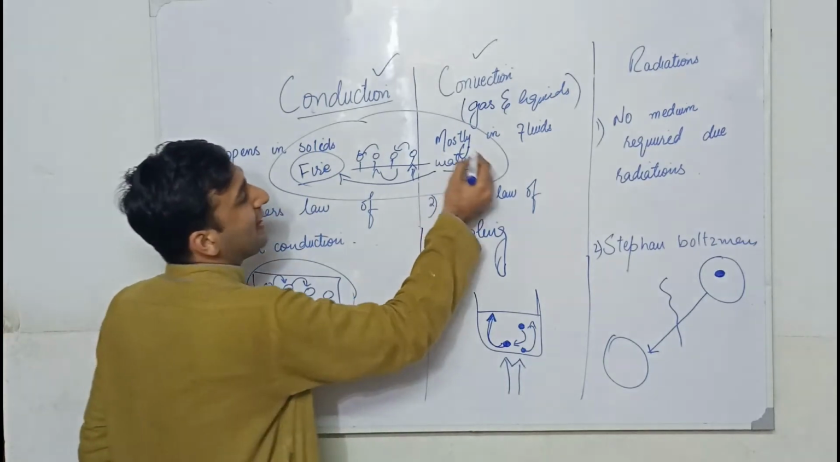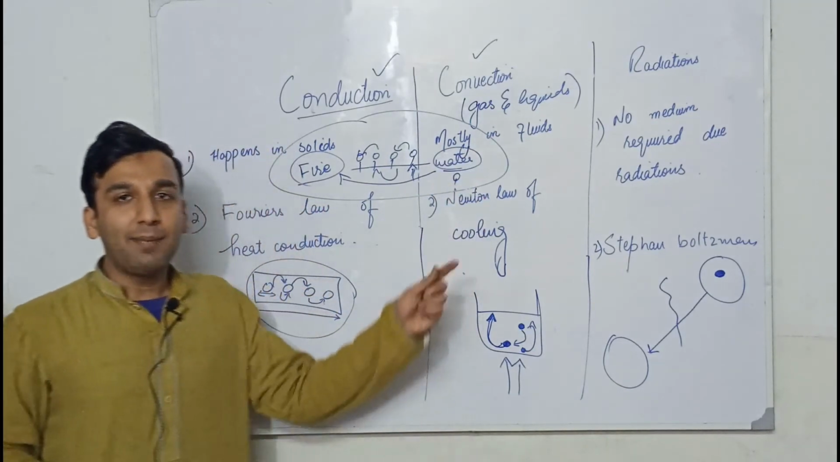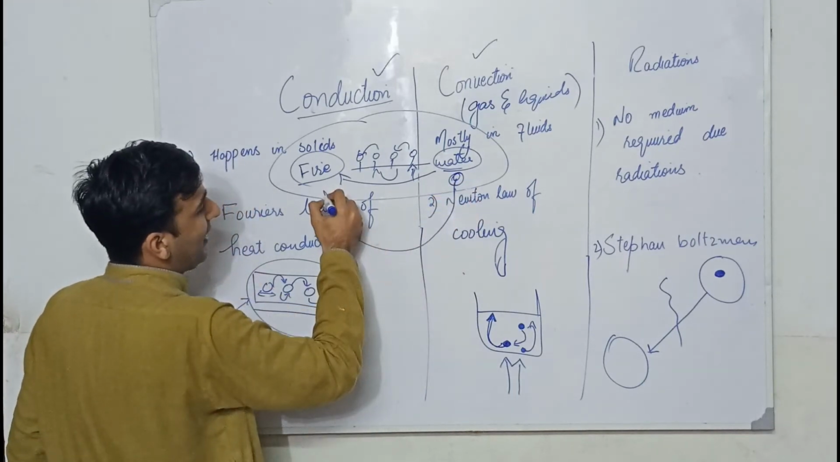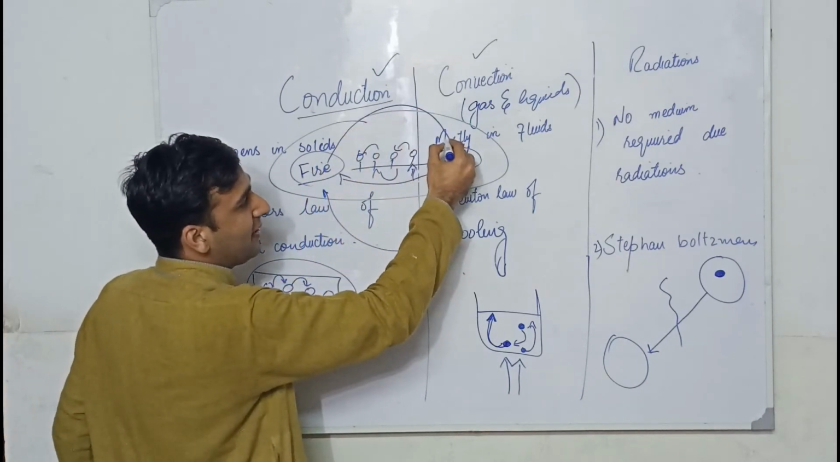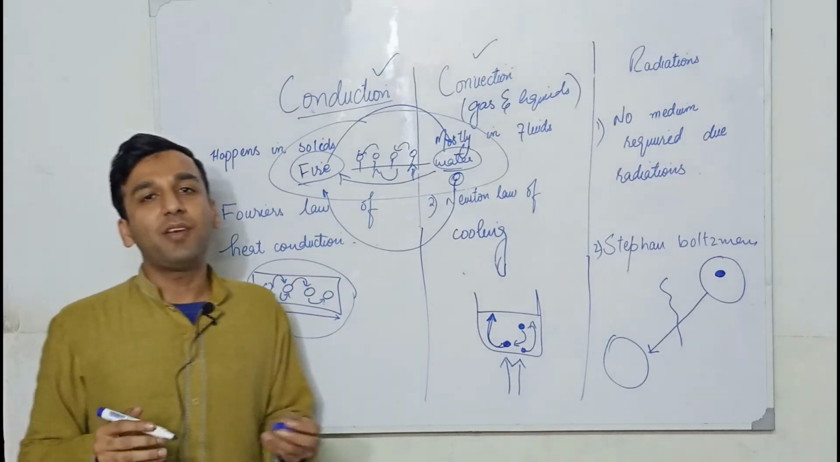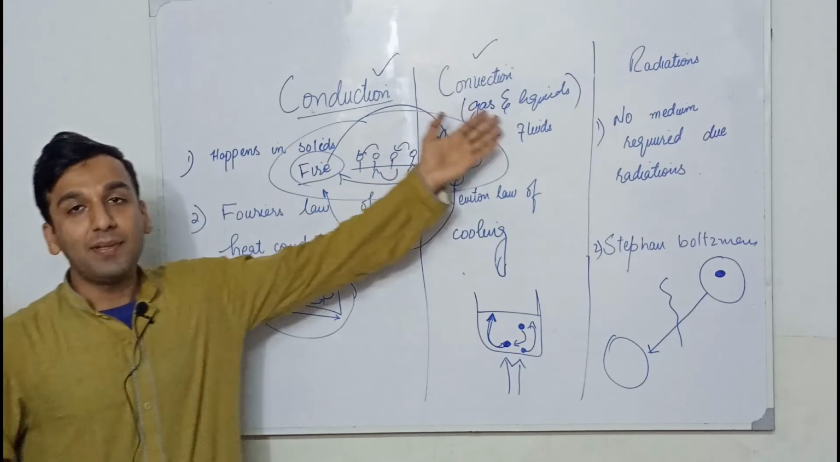The other case is that these 10 students fill their buckets and all of them simultaneously run towards the fire, throw their water here, and then again simultaneously run to get more water. So that is a very haphazard way of extinguishing the fire. That thing happens in convection.